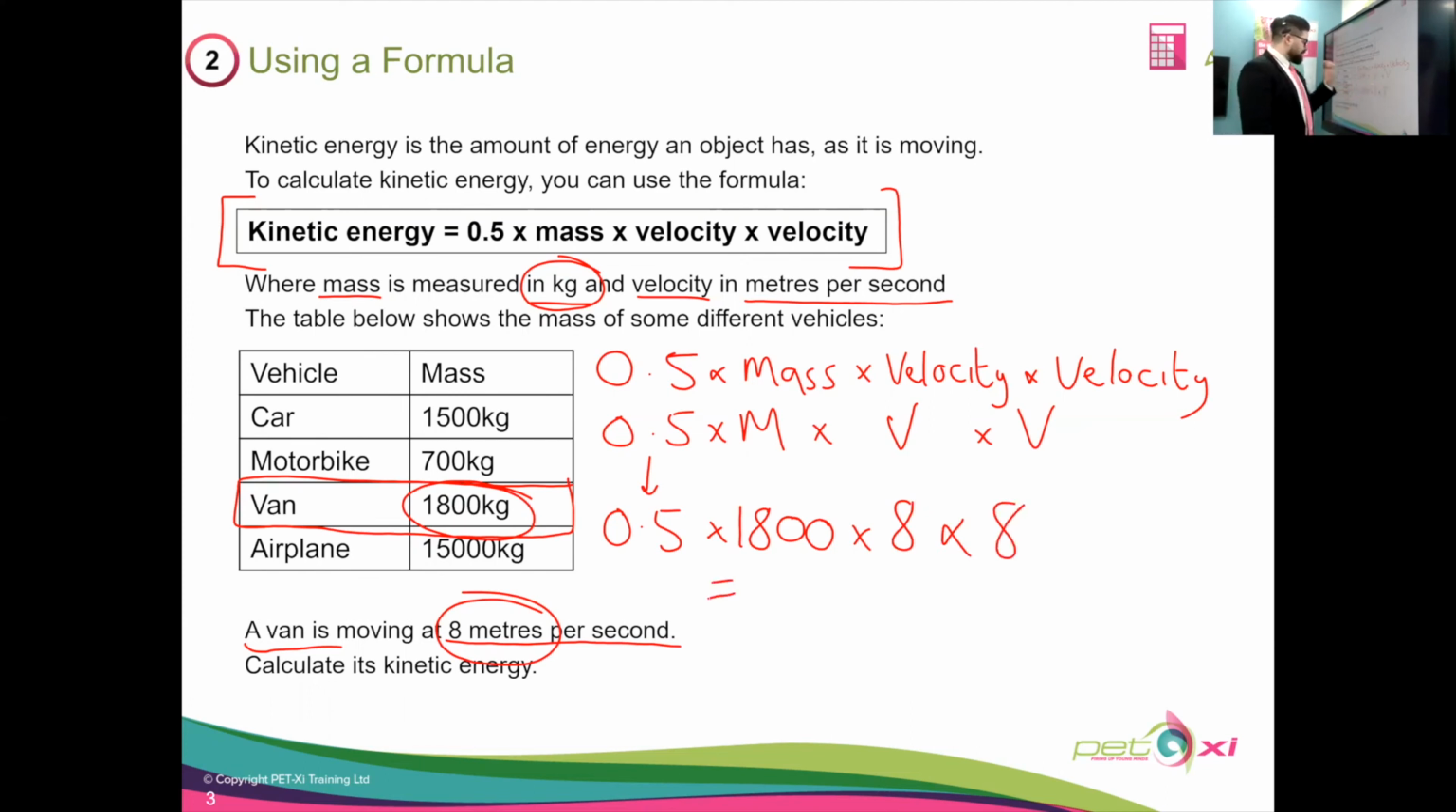Now, of course, I don't expect you to do that sum in your head because it's very difficult, but you can use a calculator. So once you put this into a calculator, it will give you 57,600. And that is the answer for this question. 57,600 is the kinetic energy from the van.